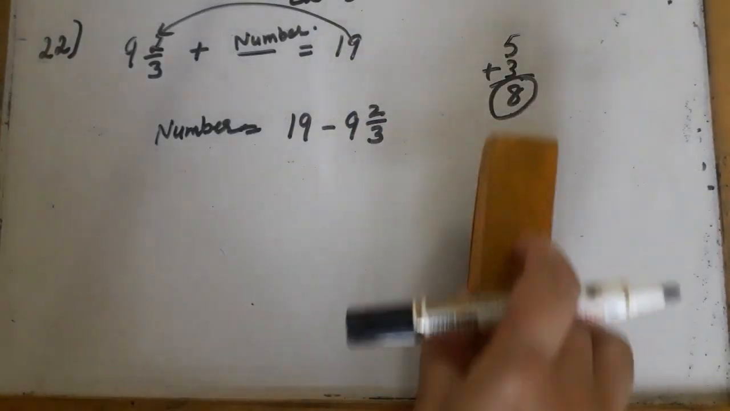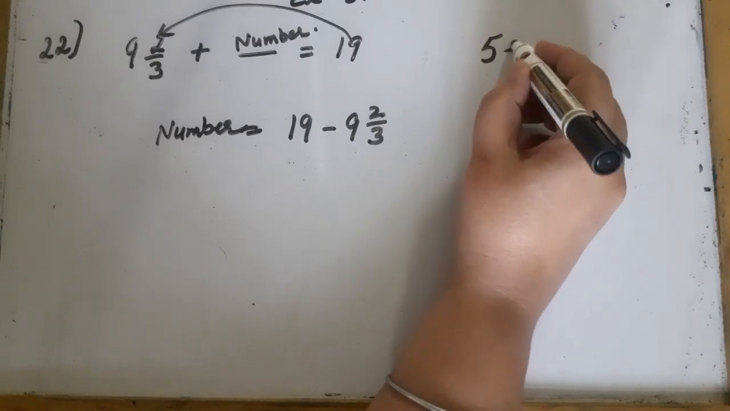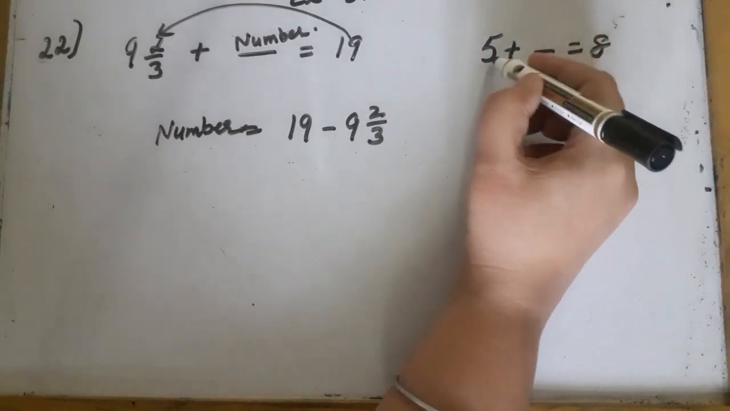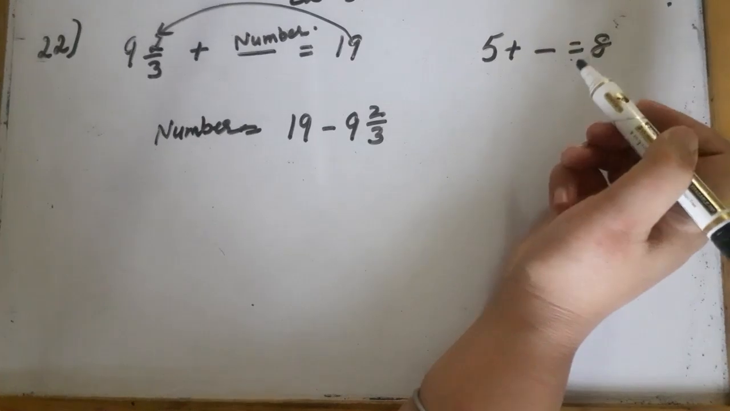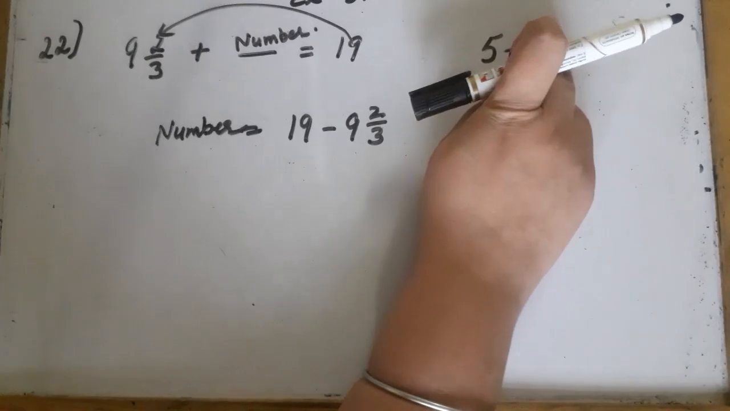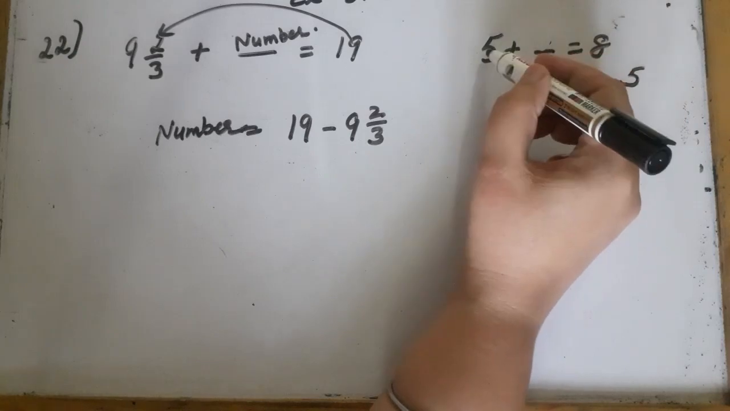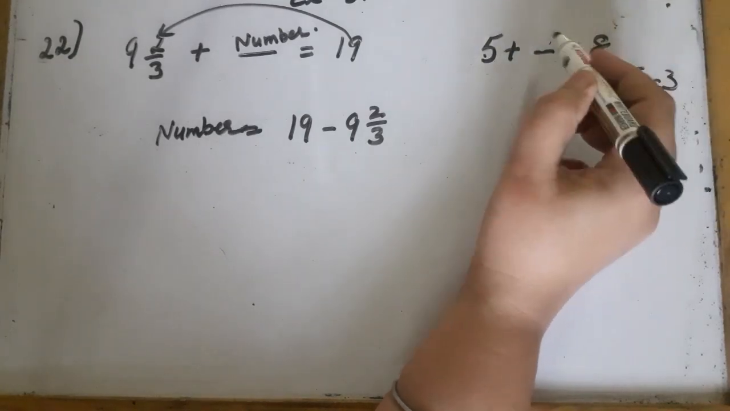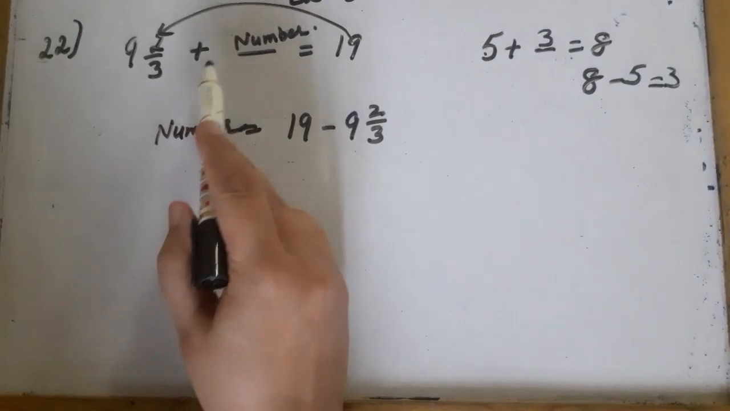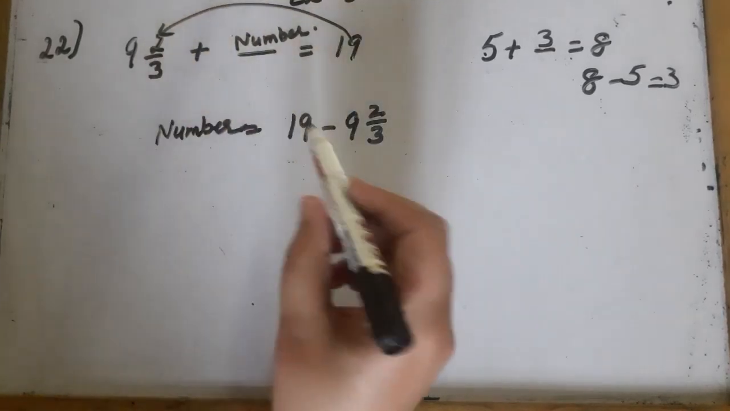Now I will make you understand this question by taking small numbers. If I say what should I add to 5 to make it 8, what will you do? How much should I add to 5? 3. So how do you get this 3? If you subtract 5 from 8, you will get 3. The same here. What should I add to 9 2/3 to get 19? I will subtract this number from 19.